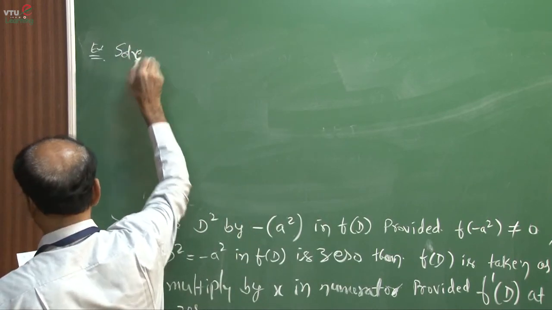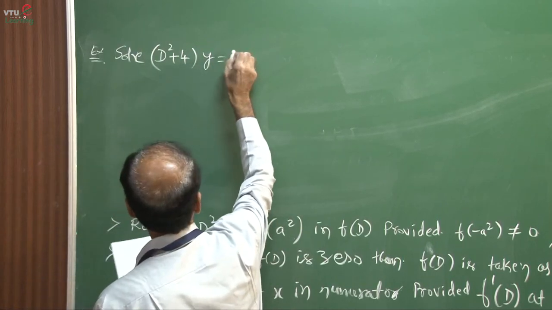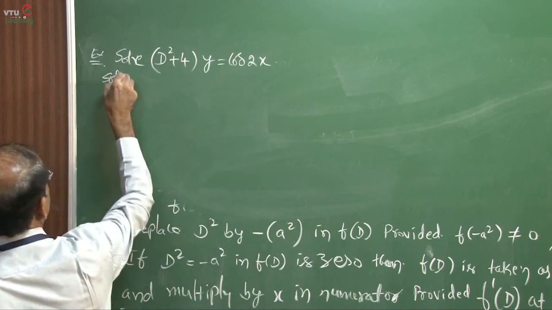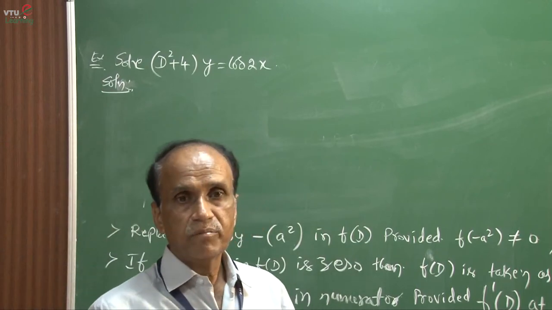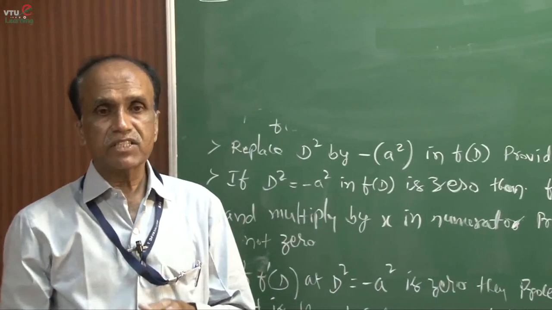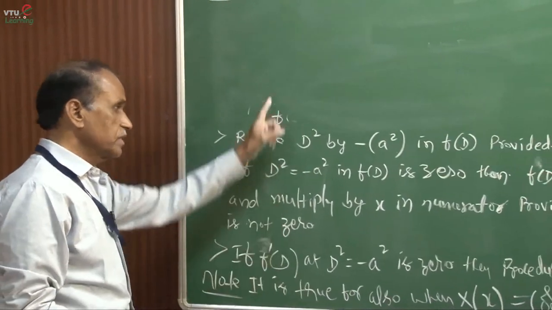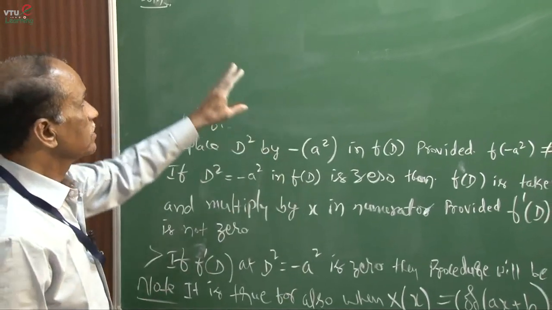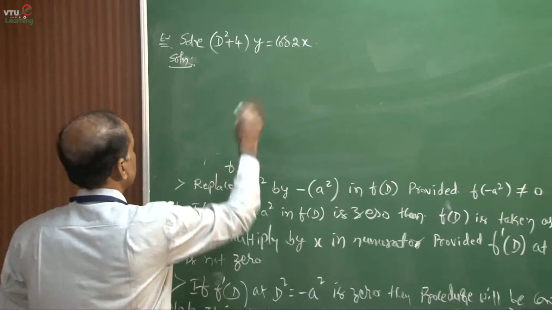Solve (D square plus 4) operating on y is equal to cos of 2x. Okay, this is a simple case, but the function you are going to handle on the other side is directly the cos function instead of the sine function. For both, the procedure is the same, because as given in the note, the same steps are to be implemented whenever you get a cos function on the right side. Because a is equal to something and b is equal to something, first you have to identify them in the given trigonometric function.